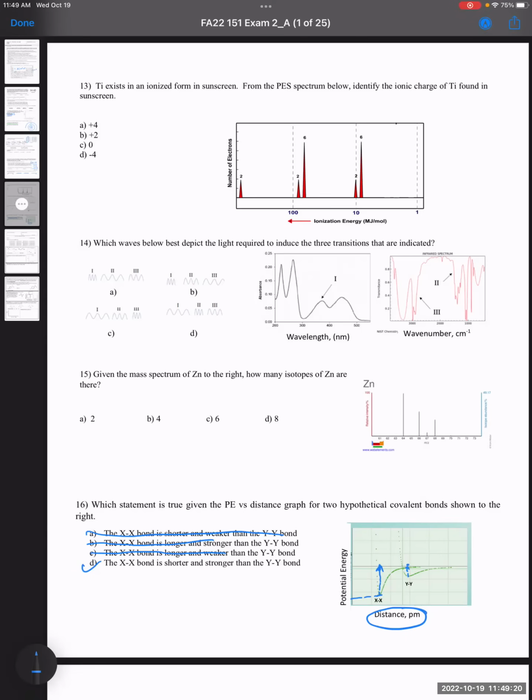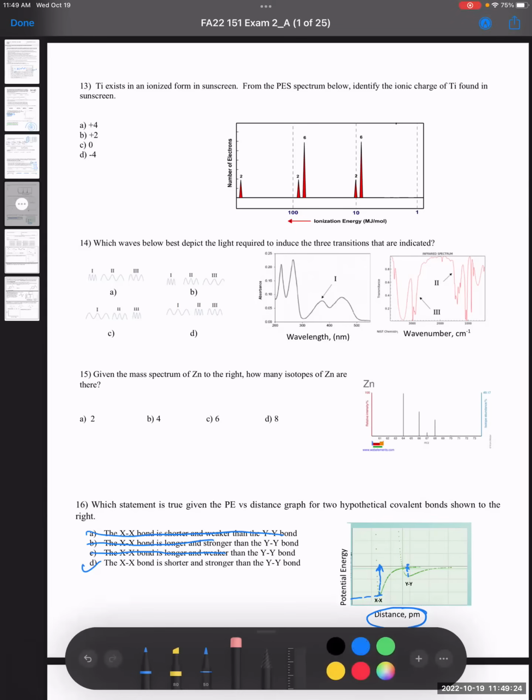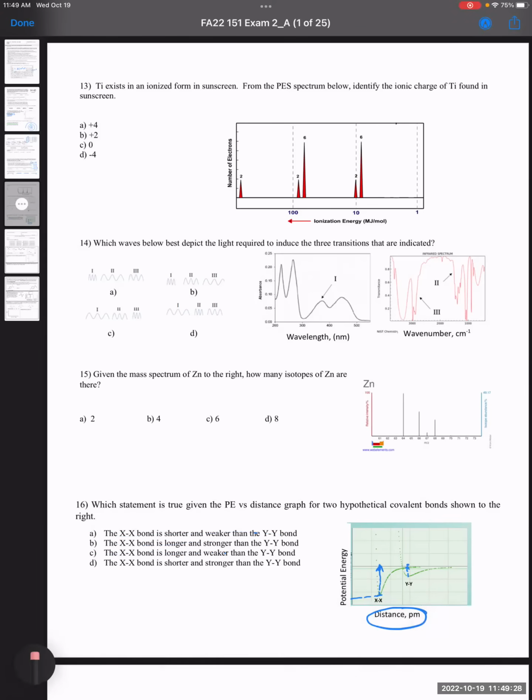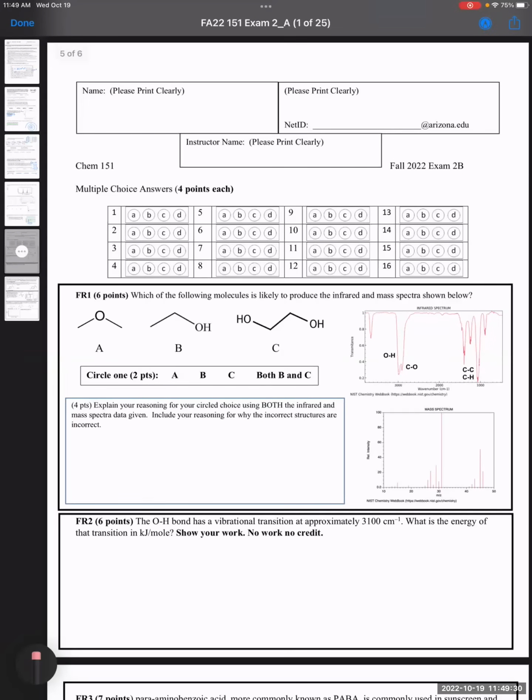Okay. So that's how we tackle the multiple choice questions. So let's move on to the next page. Pre-response 1. Which of the following molecules is likely to produce the infrared and the mass spectra shown below? Okay, and then we need to justify our answer. So let's think about A.